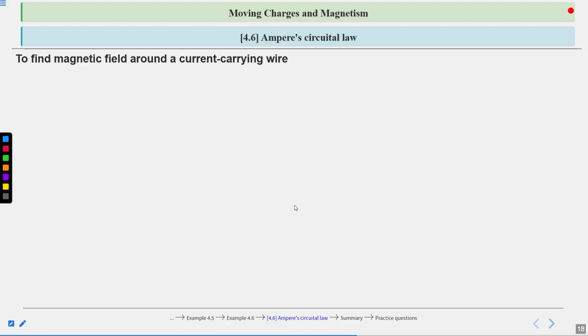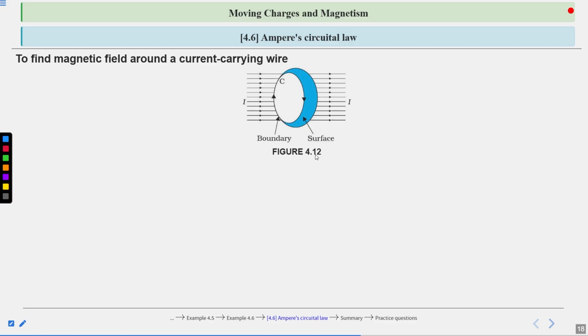So now the next topic, NCERT section 4.6, Ampere's circuital law. It is used to find the magnetic field around a current carrying conductor. So this is figure 4.12. You can see.